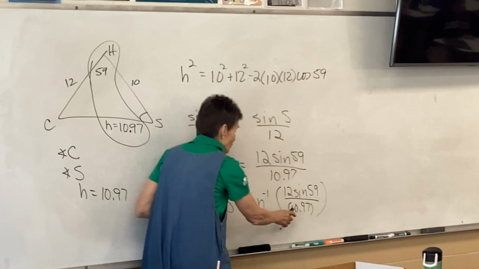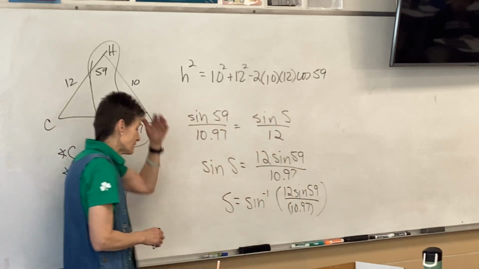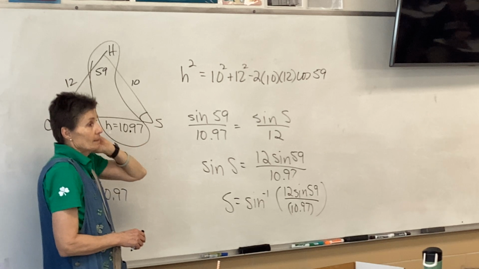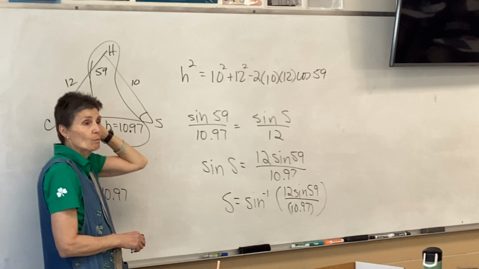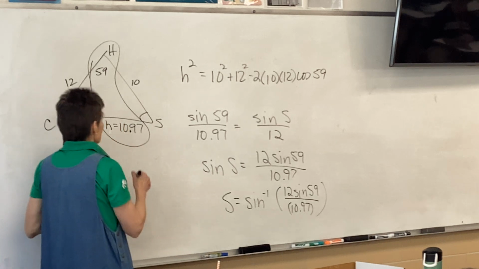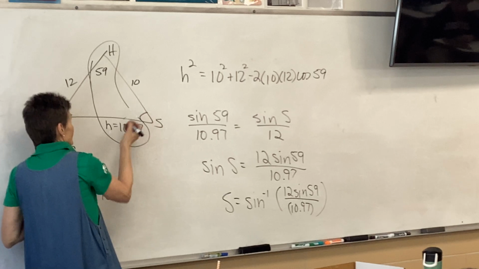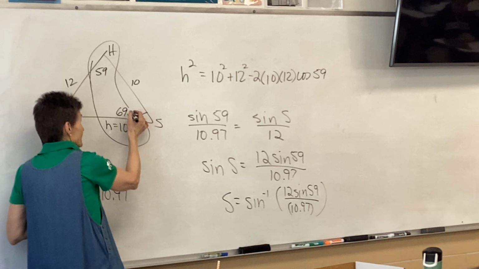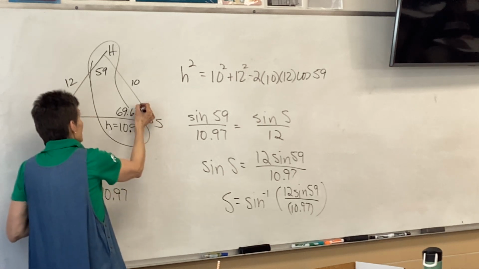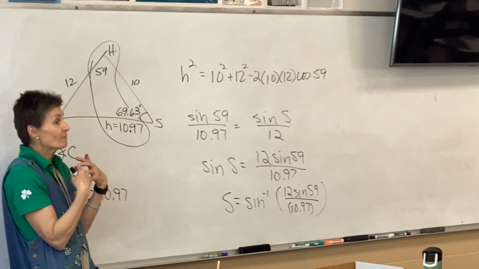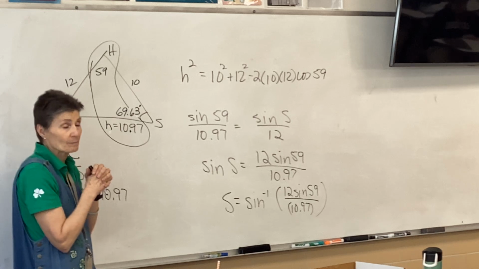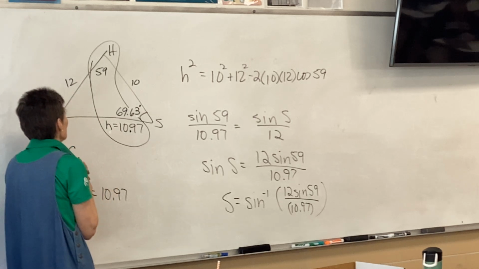And again, use your answer button there. Don't type in 10.97, use your answer button. Sometimes it'll make a difference, sometimes it won't. We might as well be accurate. So what did you come up with for angle S? 69.63. 69.63? Caitlin, is that what you said? Okay. And then, of course, once you have found angle S, then you just add them up and subtract. So that's going to be what?